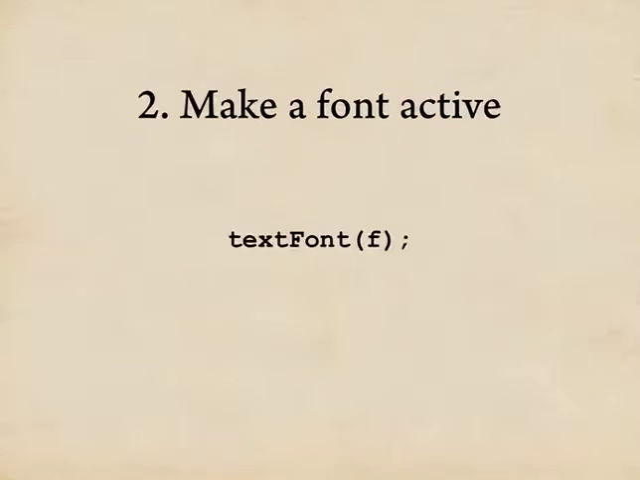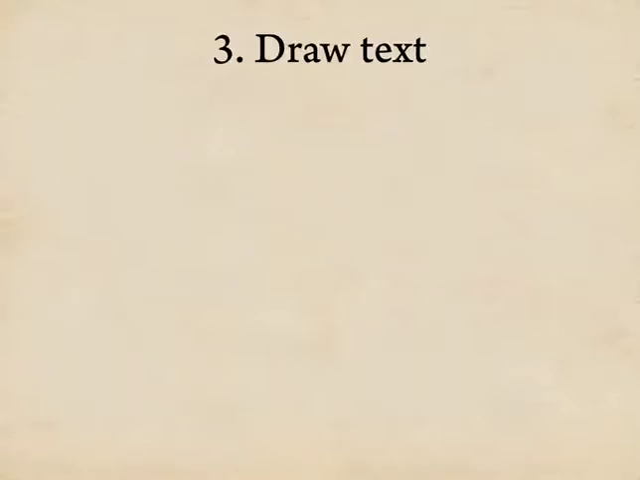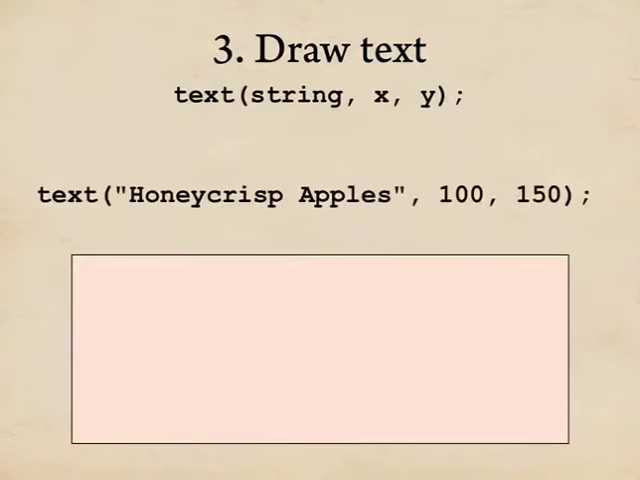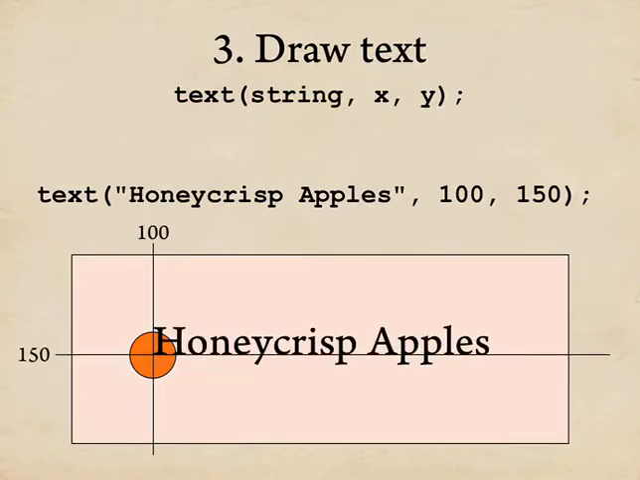Step 2 is make the font active. All you have to do is call textFont, notice the capital F, with the name of the font object. Step 3, draw text. You call text with the string and the XY of the bottom left corner. So for example, if the text is Honeycrisp apples and the X and Y is 100, 150, at 100, 150, we type the word Honeycrisp apples. That's it. In the next few videos, we'll take a look at some more details, but this is the essence of drawing text in your programs.